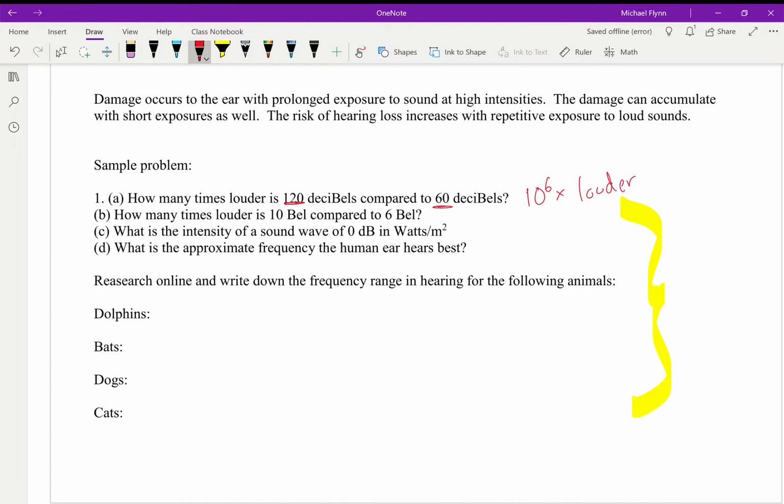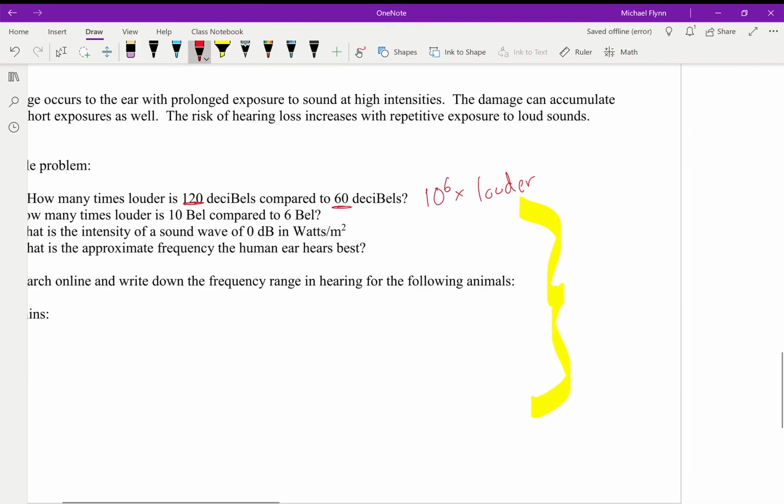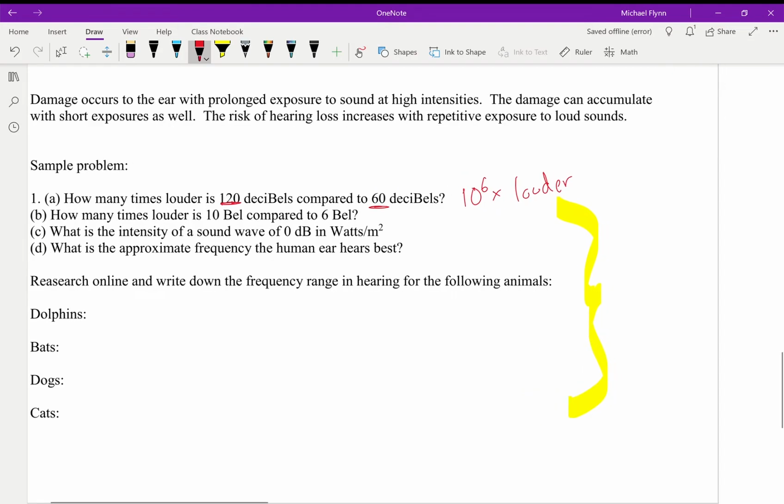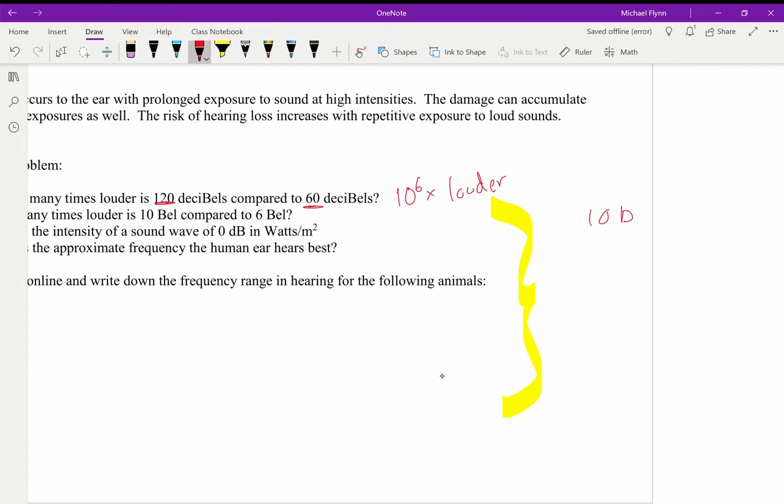Now, how many times louder is 10 bel compared to 6 bel? I mentioned this in the notes above: a decibel means a tenth of a bel. So 10 bel would be equal to 100 decibels, and 6 bel would equal 60 decibels. So just multiply by 10, because deci means one tenth.